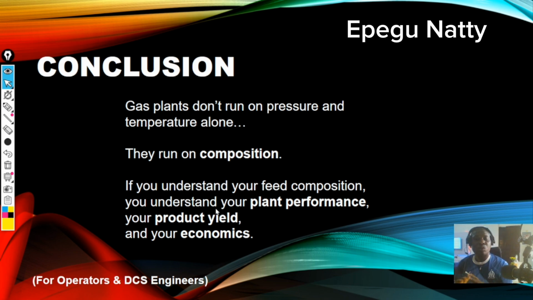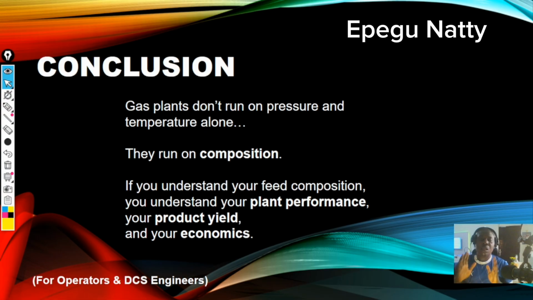Okay, so gas plants don't run on only pressure and temperature. All right, now we know that the operating parameters that we tweak that are very important to run the plants are pressure, flow rates, and temperature. In fact, for a gas plant, pressure is very important. Pressure is number one, right? But composition should be added as a parameter. The composition is very important because you need to ask yourself, what is the composition? That will even give you an idea of the pressure to tweak, right? So if you understand your feed composition, you understand your plant performance. As simple as that, right?